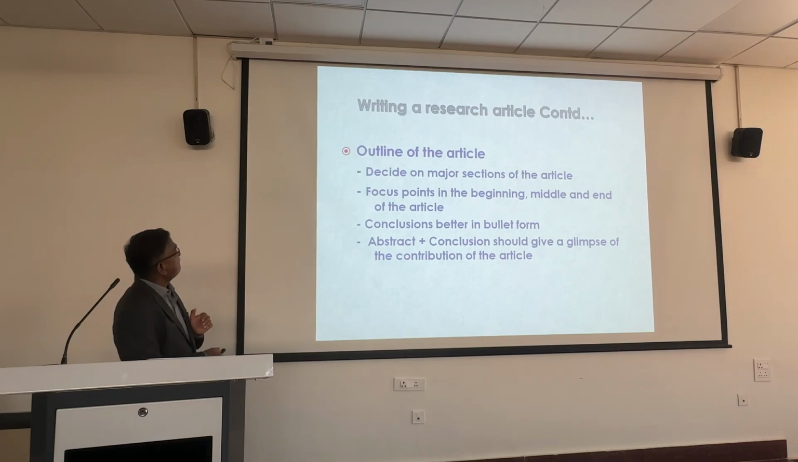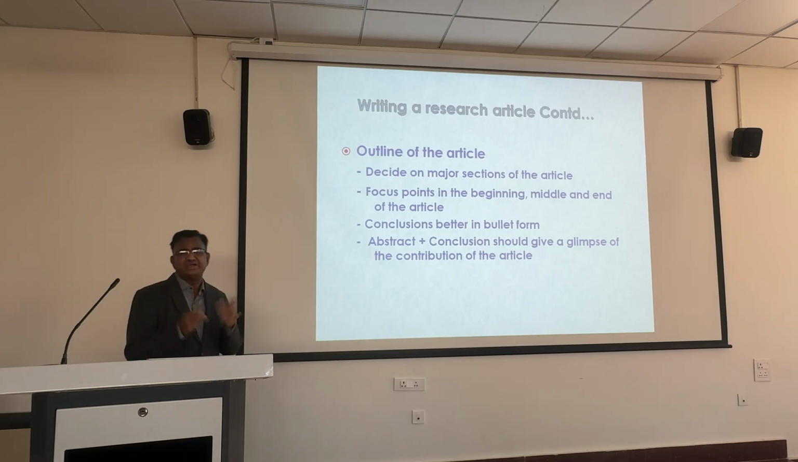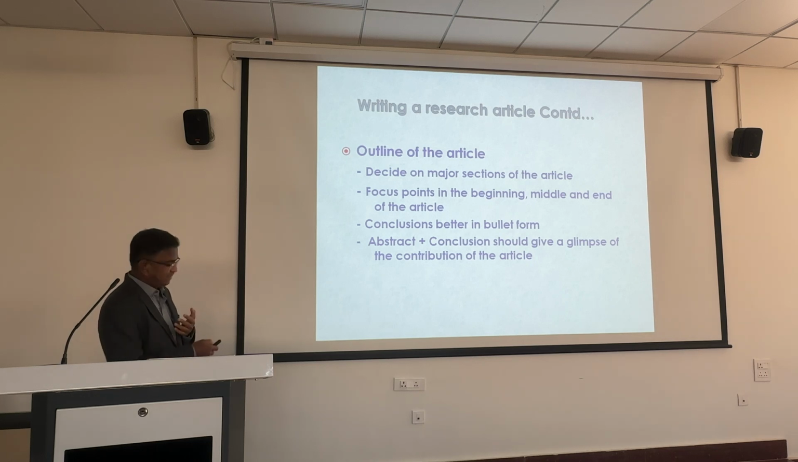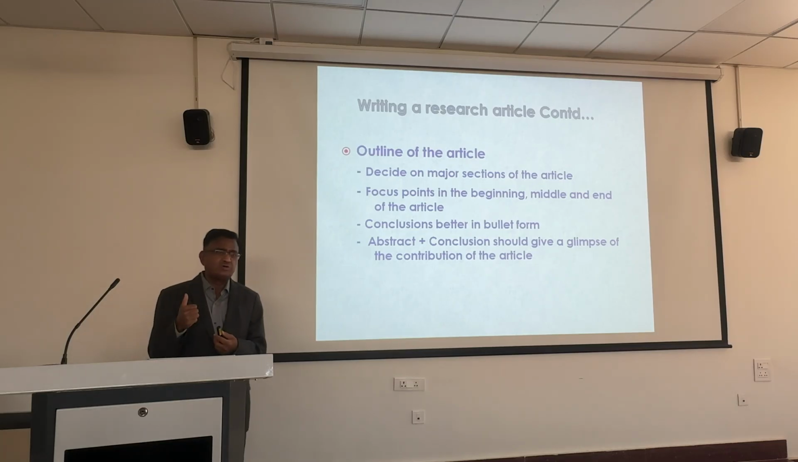So, outline of the article. Before we start writing the article, we have to decide what the major sections of the article are, like introduction, governing equations, problem description, results and discussion. Different sections we have to decide. Focus points in the beginning, middle and end of the article. The focus points which I told you, this is our contributions, research output, right, which others have not done. Only in this paper it is available.